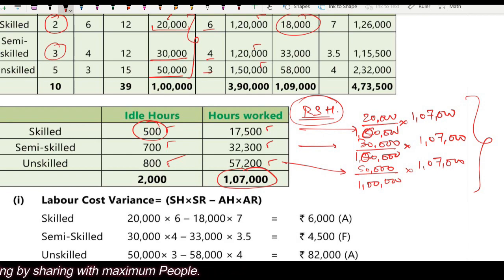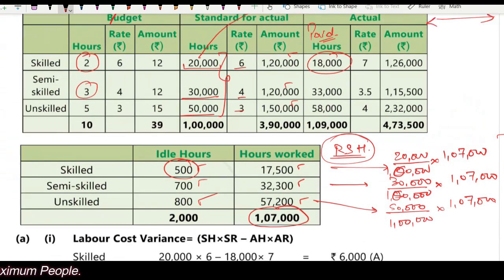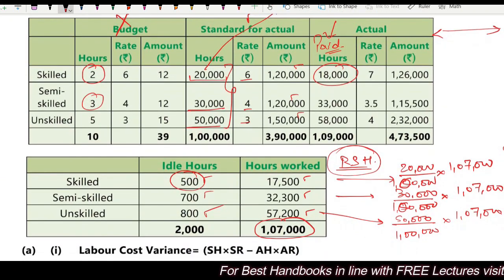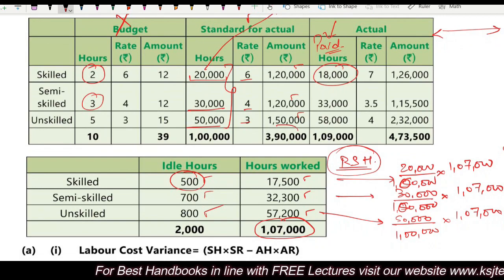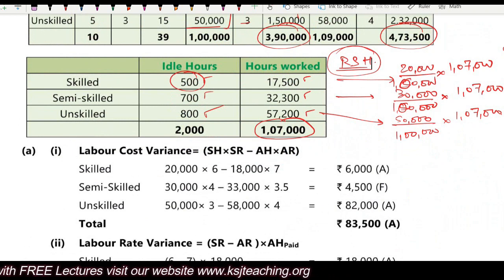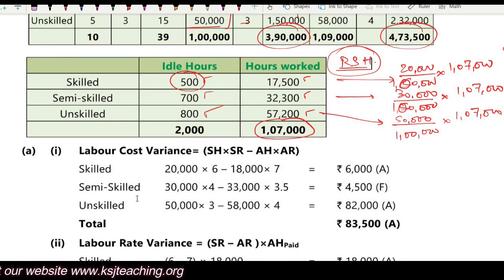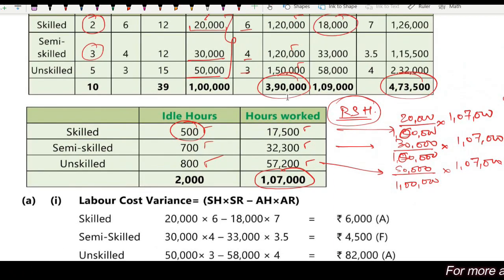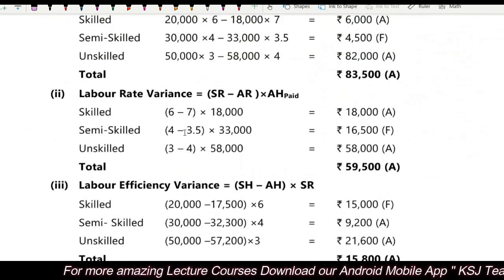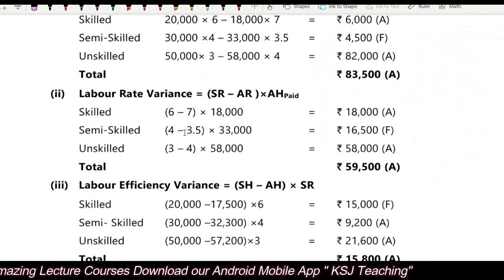Now coming to the variances. Now the cost variance. Cost variance is calculated on the basis of the hours paid and not on the basis of hours worked. Right? So cost variance is very simple. 390 minus 473,500. Simple. Right? 83,500. Even if you don't want to show it separately, you can take the total cost. That is 3,90,000 minus 4,73,500. 83,500 adverse.